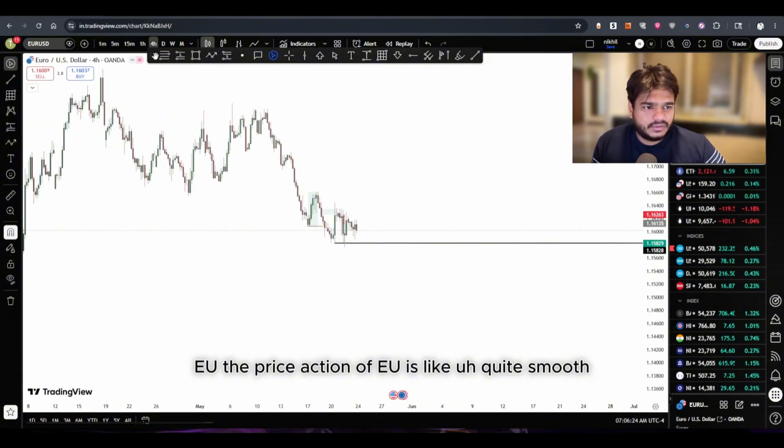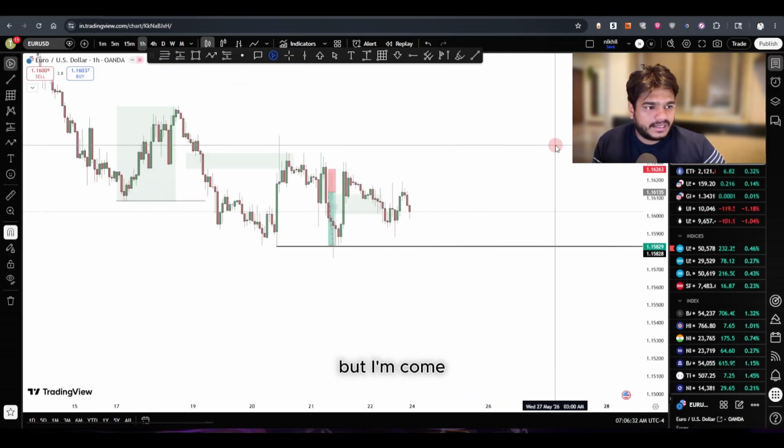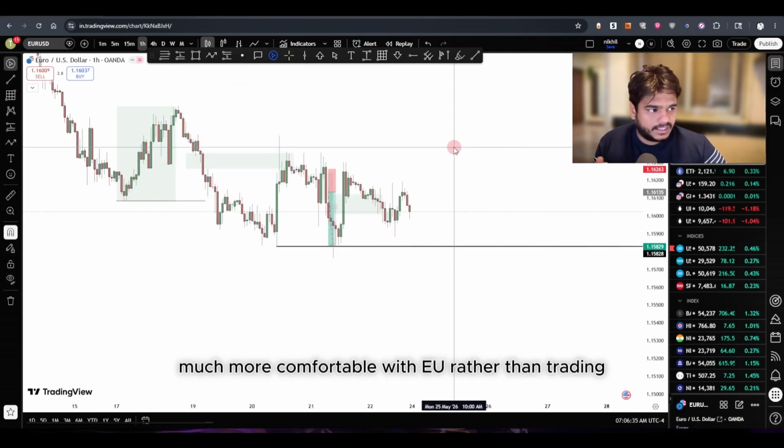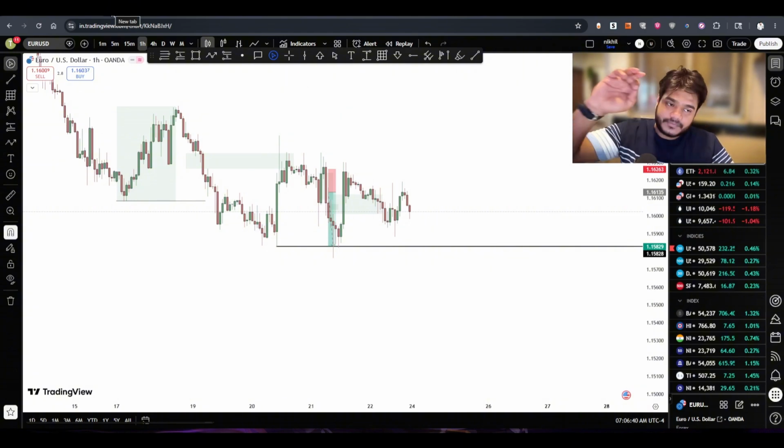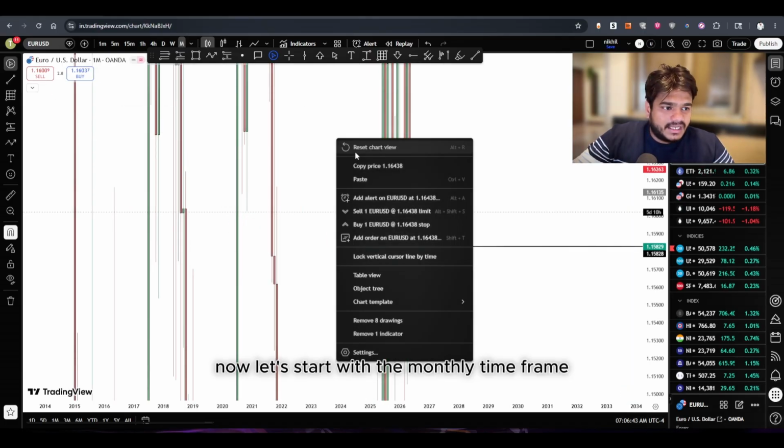The price action of EU is quite smooth. I've been recently trading EU and GBP. Okay, but I am much more comfortable with EU rather than trading GBP. I only trade GBP when there is some news involved. Okay, now let's start with the monthly time frame.